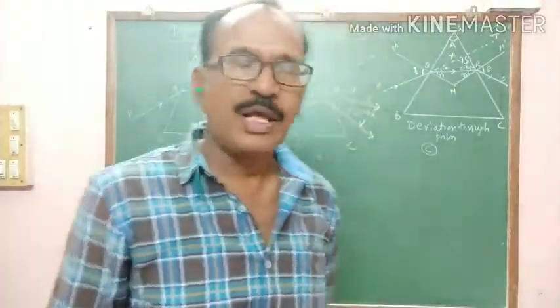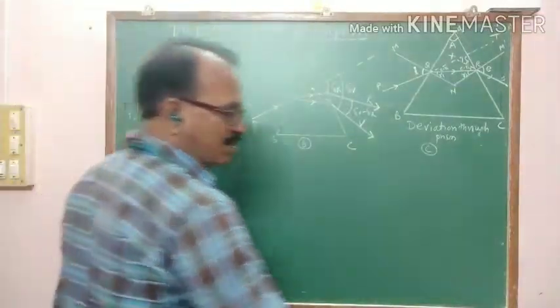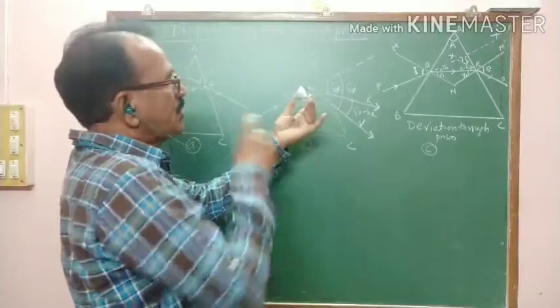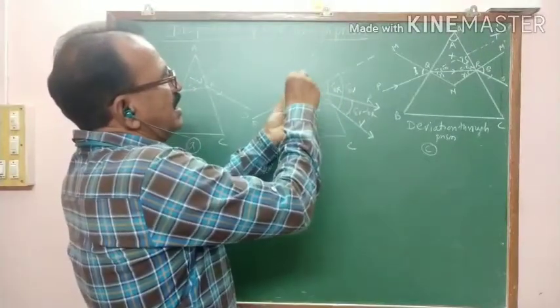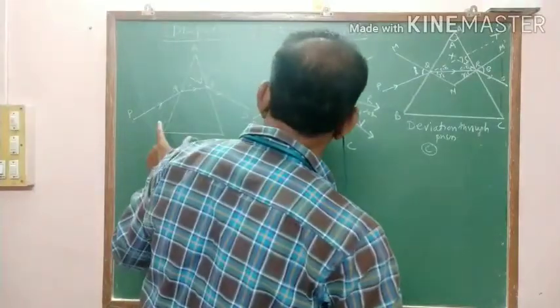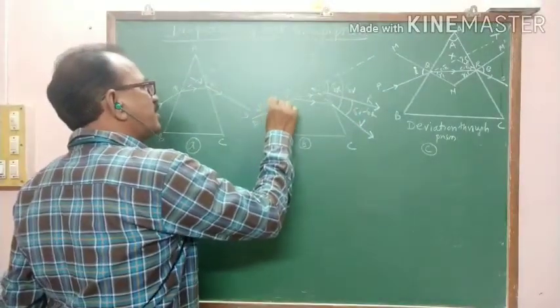Now here when the light is incident, we have kept the prism like this. The triangle is towards you. The light is incident here. This comes out in this direction. Now instead of monochromatic light, we have incident the white light.